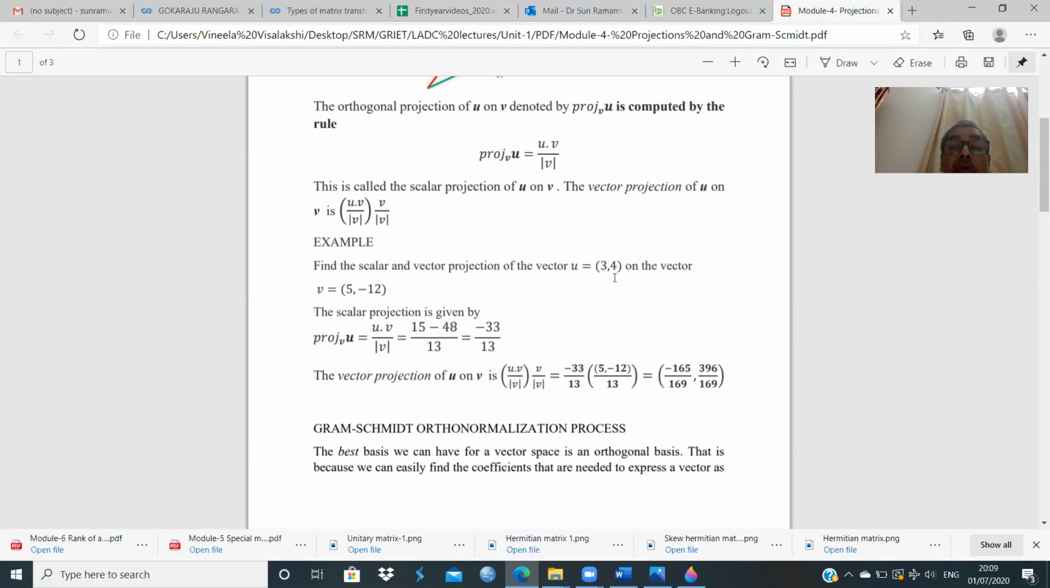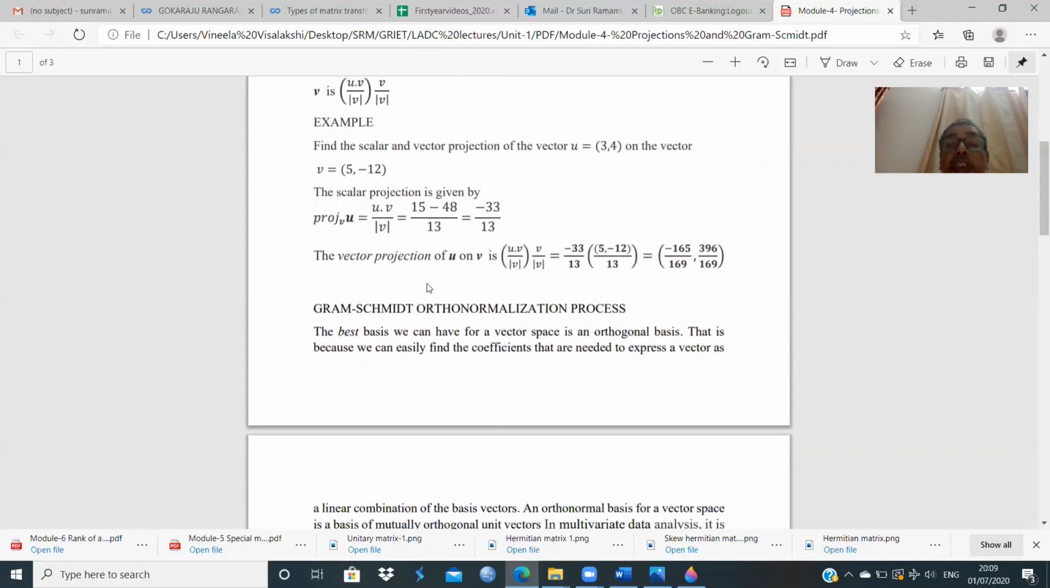Now u is (3, 4) and v is (5, -12), which are two vectors in the R2 space. So the scalar projection of u on v, given by u dot v divided by the magnitude of v, returns -33/13. And the vector projection of u on v is this quantity multiplied by the unit vector along v, which returns (-165/169, 396/169).